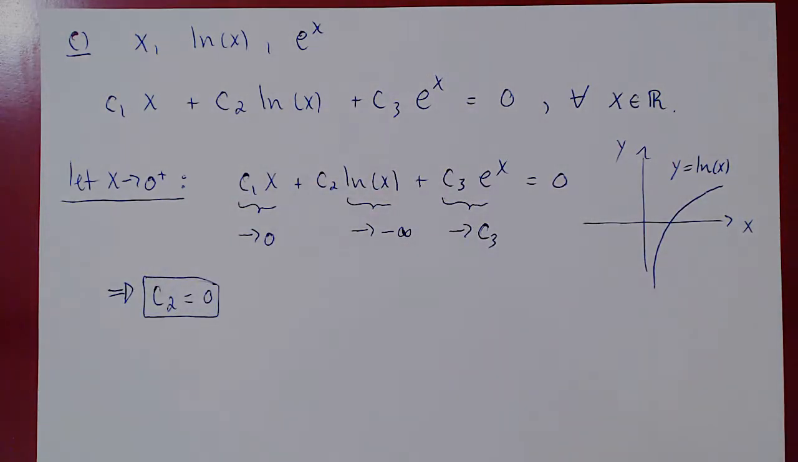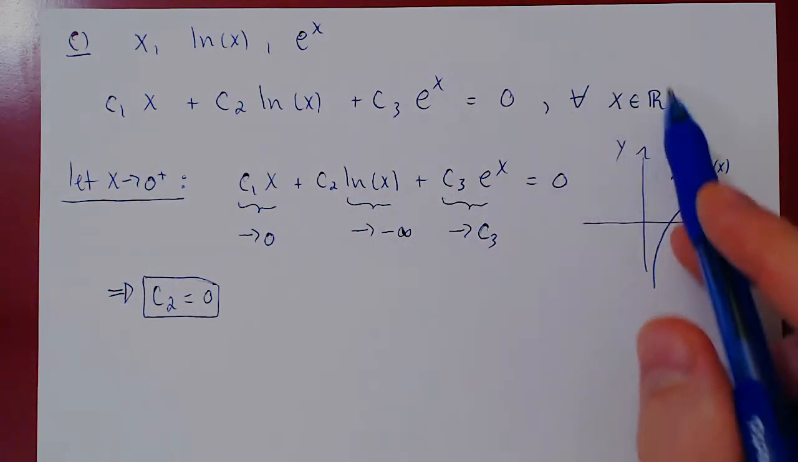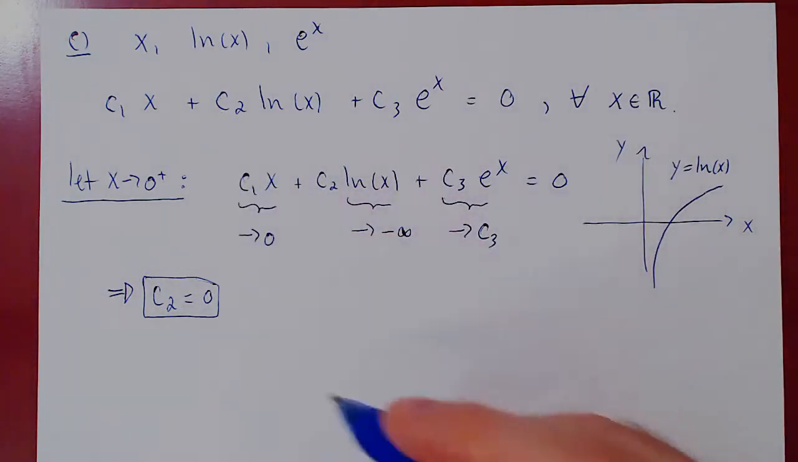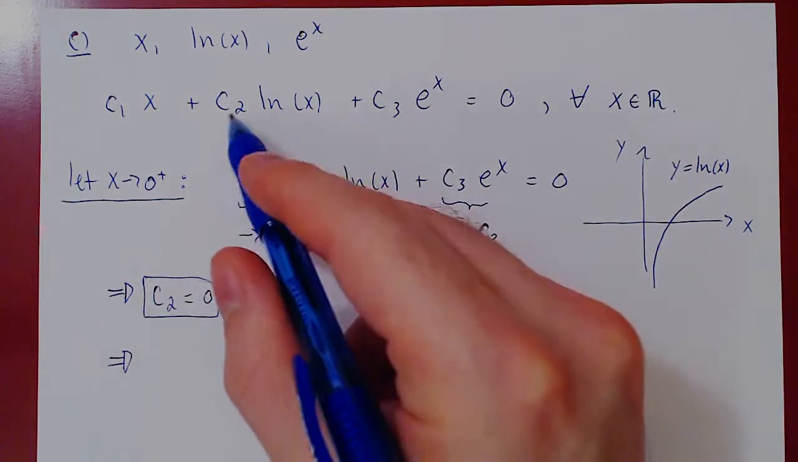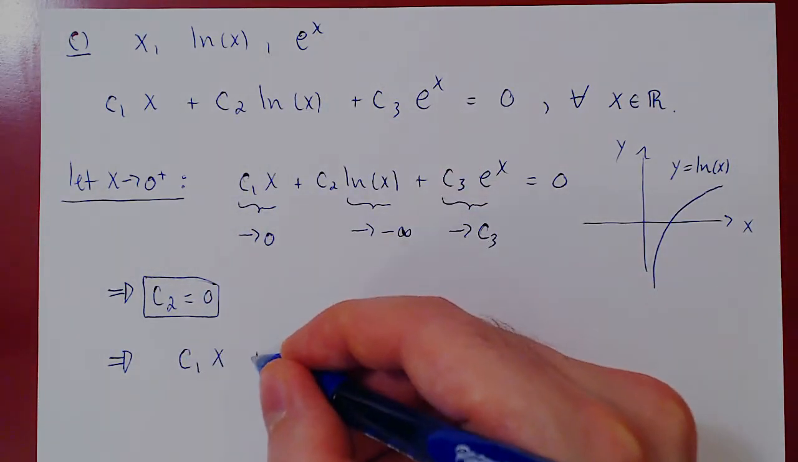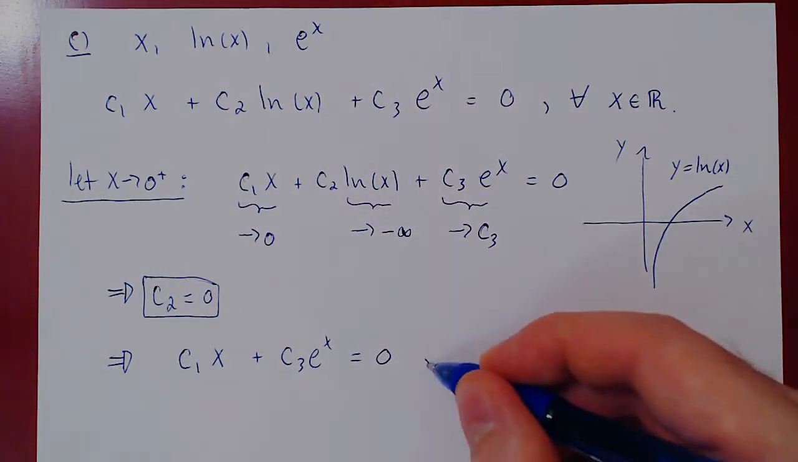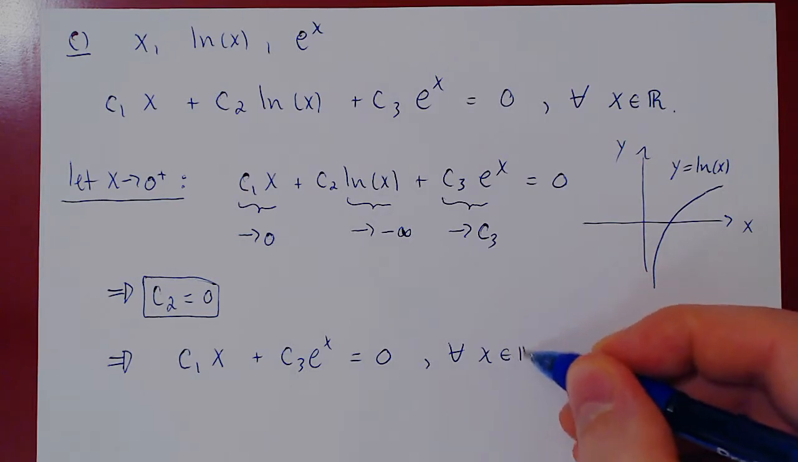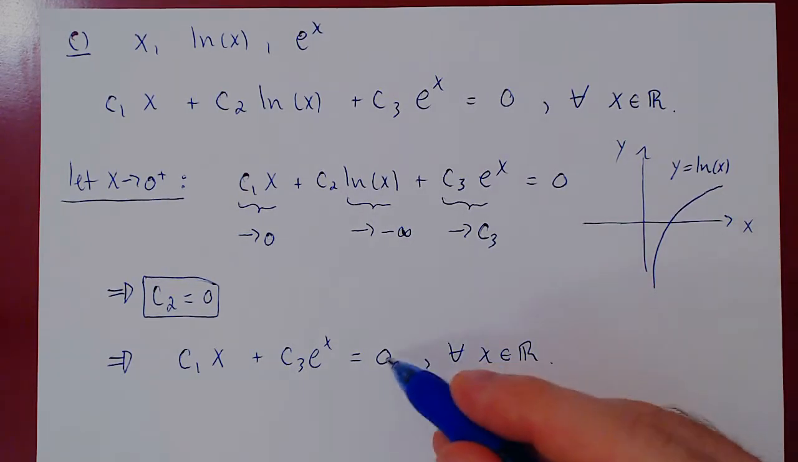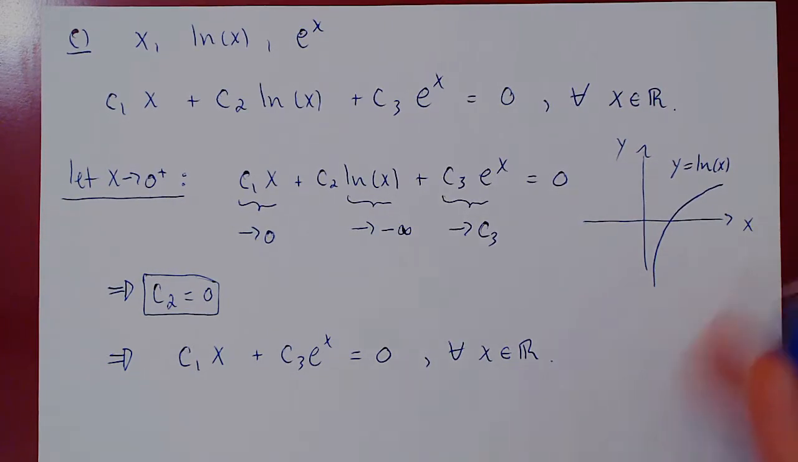Okay. So now we can rewrite our linear combination. We see the only way for this equality to be true for all real values of x is for c2 to be 0. So if c2 is 0, this term goes away, and our combination ends up being c1x plus c3 e to the x equals 0. Once again, this is true for all real values of x, as the 0 here is the 0 vector of our space, and this is the 0 function. How can we proceed here?